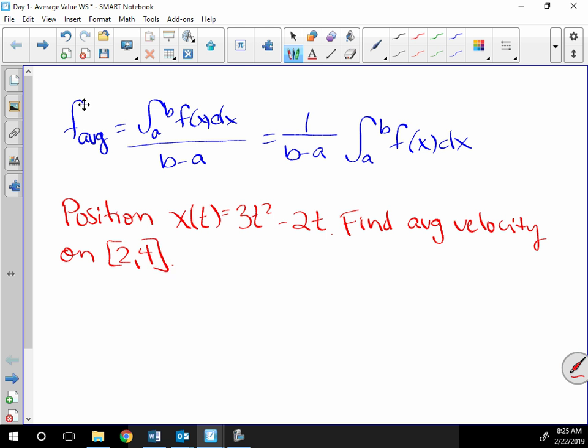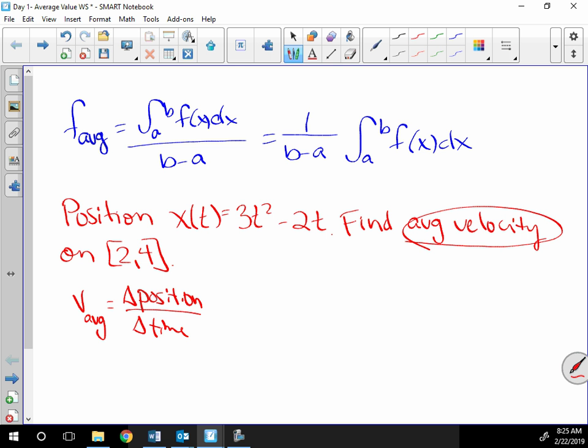Okay, so if I want to find average velocity on 2 to 4, it's that change in position over change in time. If you think in terms of miles per hour, miles would be our position, per hour would be our time. So it's like we have to go back one function. It's change in position over change in time. So for this particular situation we would simply do x of 4 minus x of 2 over 4 minus 2.